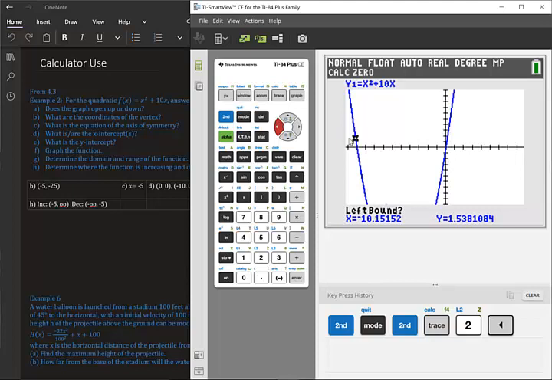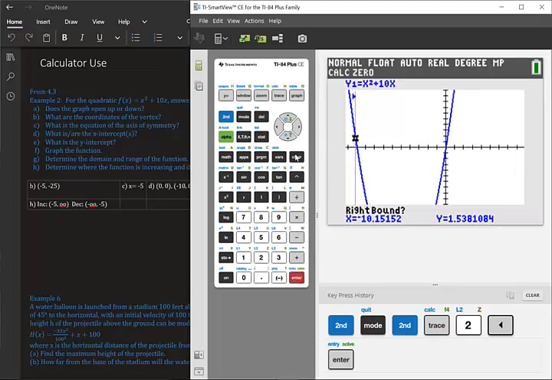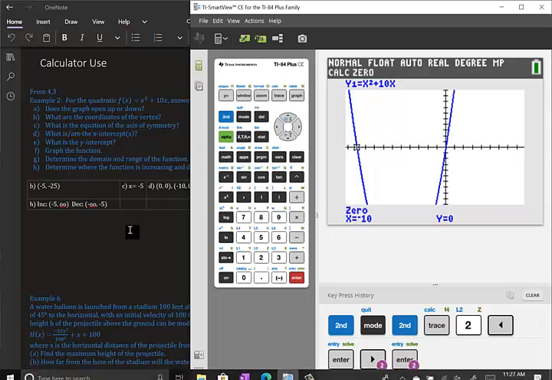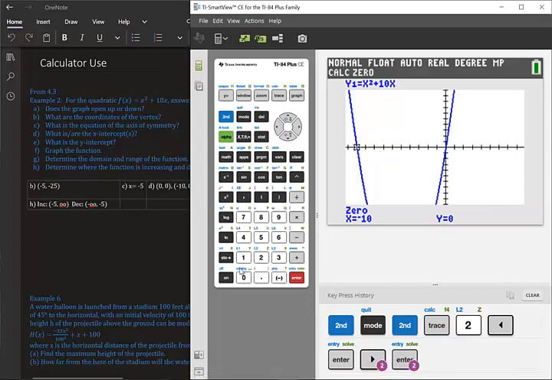When it's left bound, I want to go just above the x-intercept. The reason why is, if you think of this as a line that is just left of the intercept, press enter. Then right bound, you want to go below the intercept and hit enter twice. So enter, enter, and see how we have it at -10 right here? So that's -10, 0.